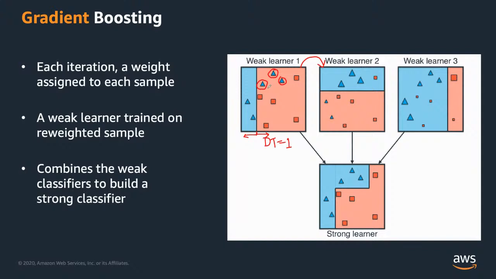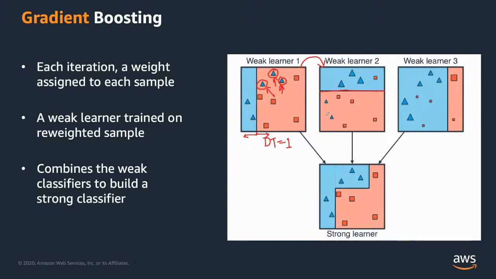At that time, it gives more weightage to these data points. Initially you picked all the data with the same uniform weight, that means uniform importance. But the next time when you train, give more importance to these three. And that's why the decision boundary came here, right?